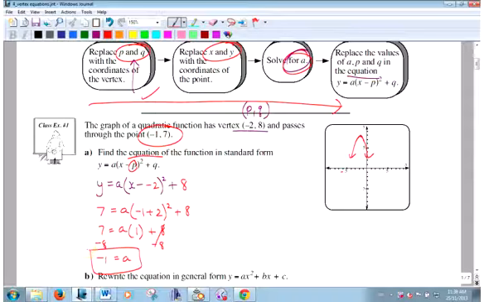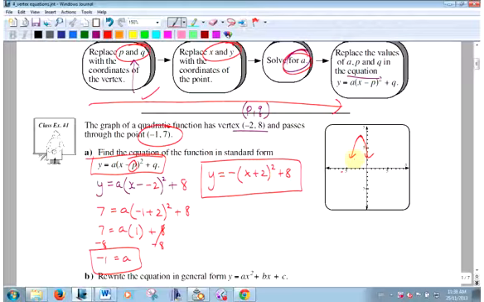Did I answer this question? Find the equation in this form. Okay, I didn't do that. I know what a is. I got to go y is -1. I don't have to put the 1 there. X, what's p? -2, so I want to go plus 2 squared plus 8. That's the specific equation. Okay, only one equation, one parabola, one quadratic's going to look like that one. That's it.